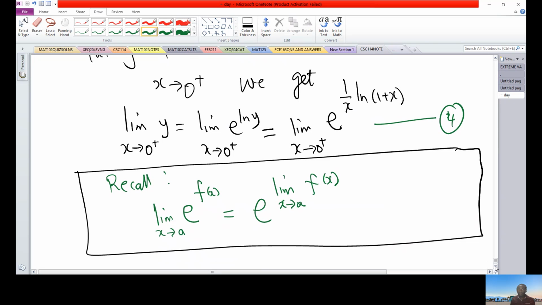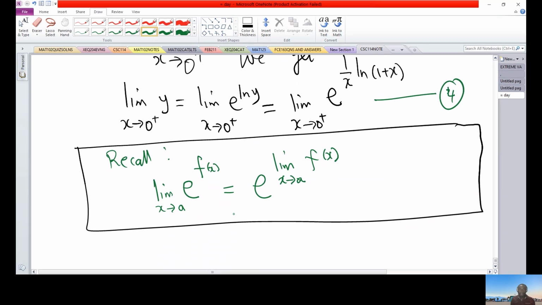So using the relationship in equation 4, we have the limit as x approaches 0 from the right of y equals e raised to the power of the limit as x approaches 0 from the right of 1 over x ln of 1 plus x. So this is what we have here.